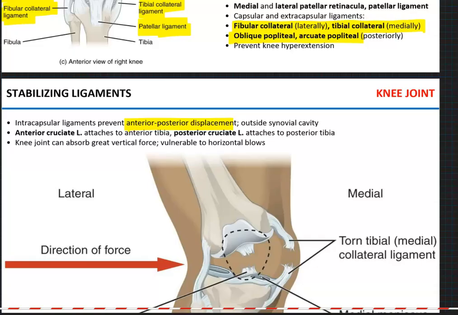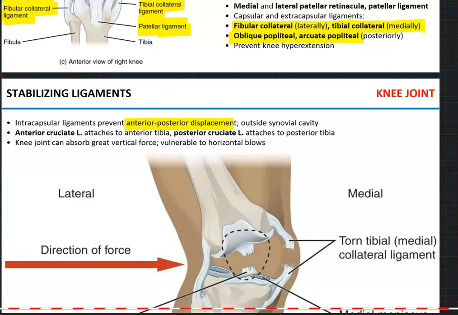So basically, look at my hands. This is tibia. This is femur. So what these ligaments prevent is the movement of tibia front and back. Okay? Does that make sense? We can tear them because they're so weak. Weird movements, quick flexion, especially if the flexion is associated with the anterior displacement.